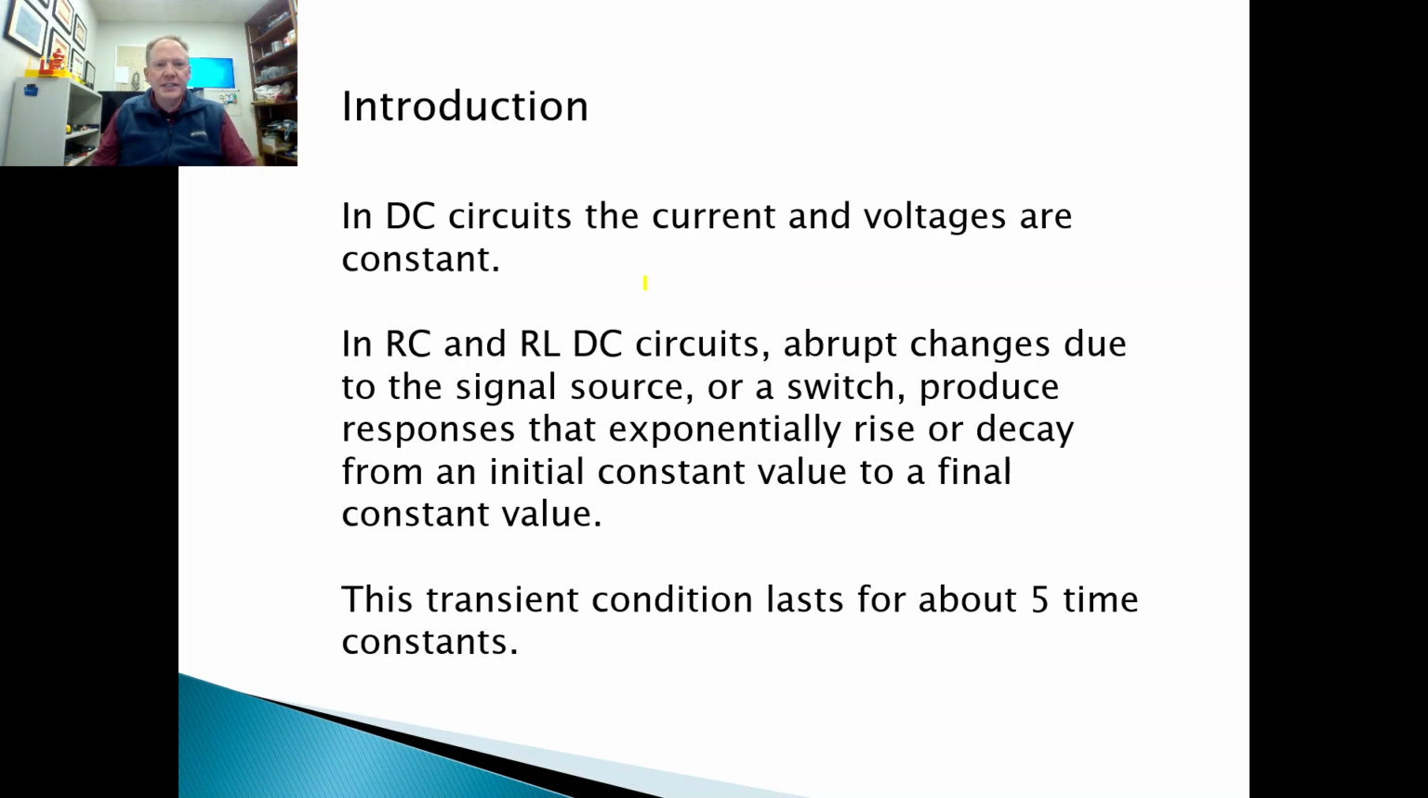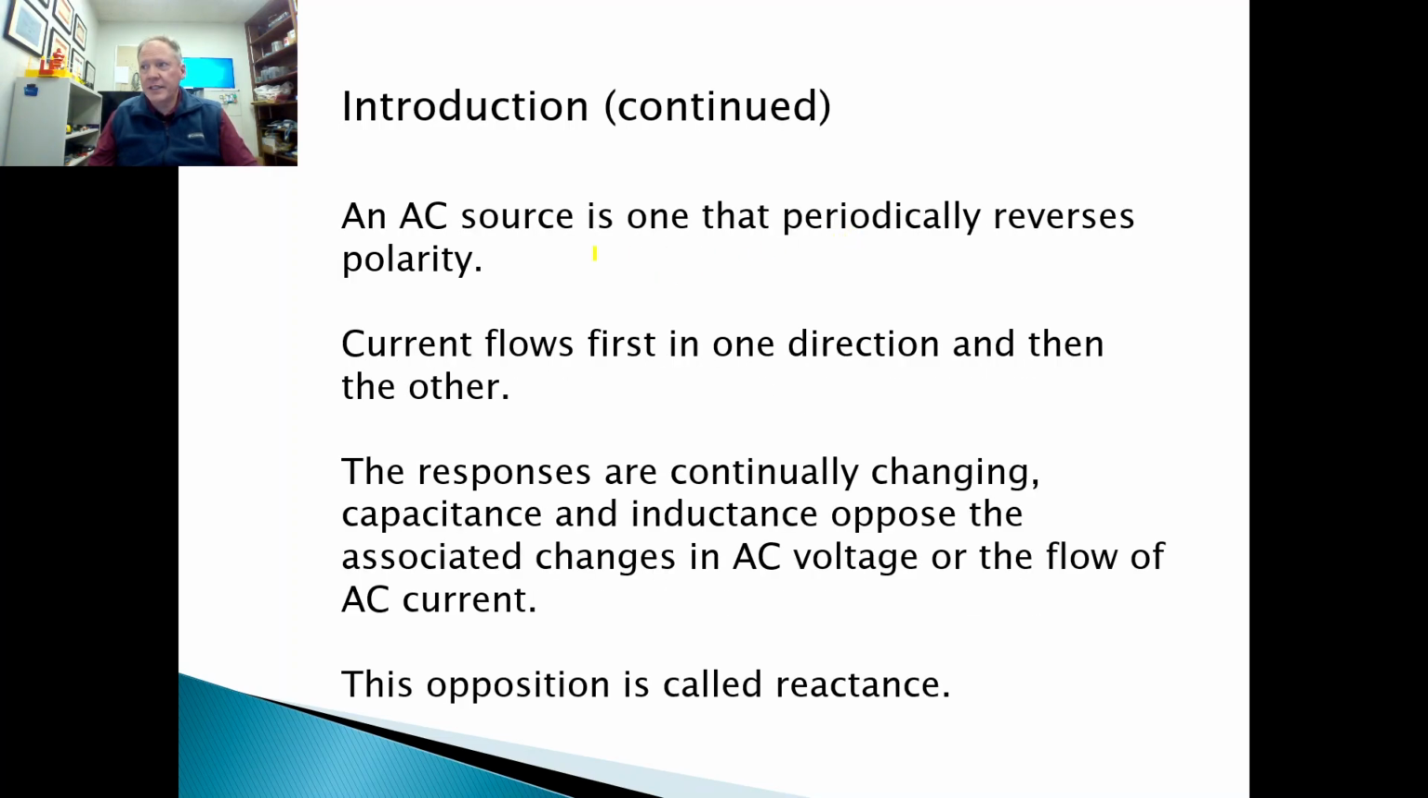Now, remember in DC, the voltage and currents are pretty constant, right? Once they get their values, they stay there. Whereas in RC and RL DC circuits, as soon as the source is turned on or a switch is closed or open, it's going to have that transient response for about 5 tau. And then after 5 tau, it will be stable. And then in AC, it's constantly changing, right? The current flows first in the positive direction, then in the negative direction, and so forth.